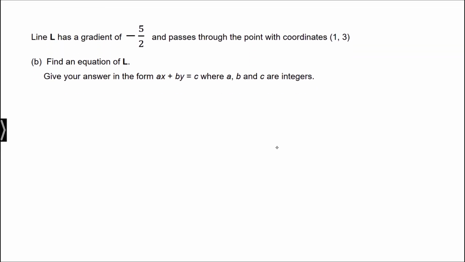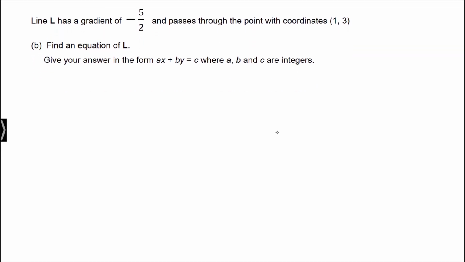Okay, the second part of this question, we are given that line L has a gradient of negative 5 over 2 and passes through the point 1, 3. Find the equation of line L and give your answer in the form of ax plus by is equals to c. So here apply what is called the point slope formula.